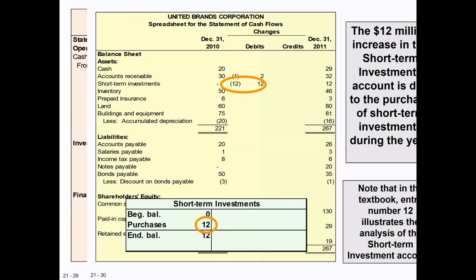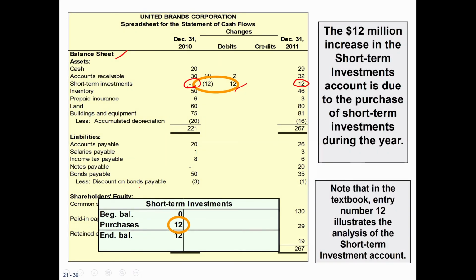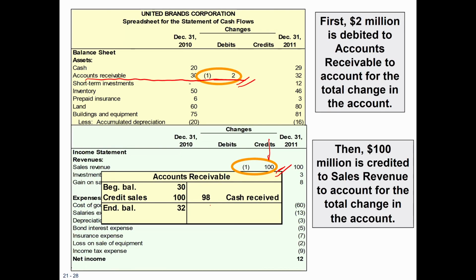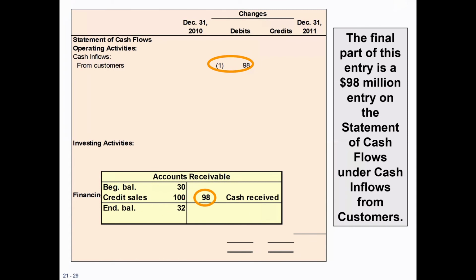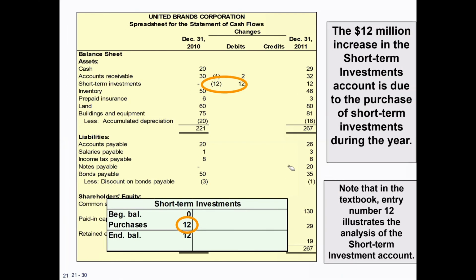So this is the old method, right? T accounts here, to figure out this 90 here. We're trying to figure out the cash receipts from customers, right? So we use T account to do that. But the new method here, we don't need to use T accounts, right?